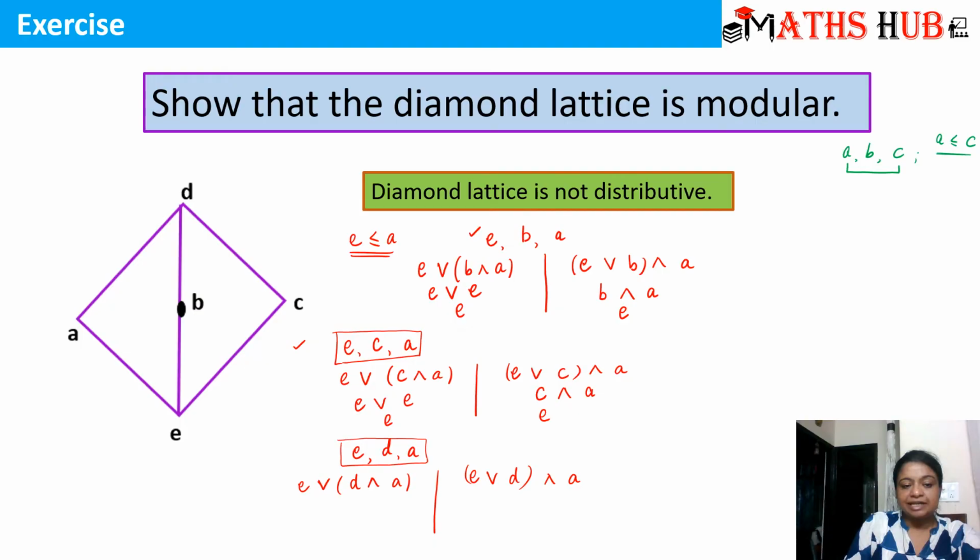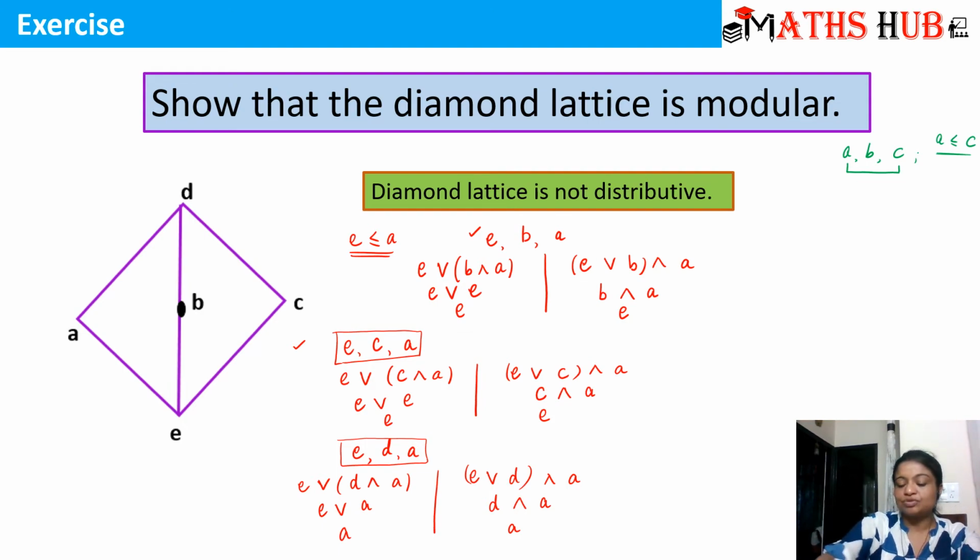So now what is D meet A? D meet A is A. And what is E join A? E join A is A. Now what is E join D? E join D is D, and then we have D meet A. What is D meet A? It is A, right? So when we had E less than equal to A, we have proven that all the three cases are working well.